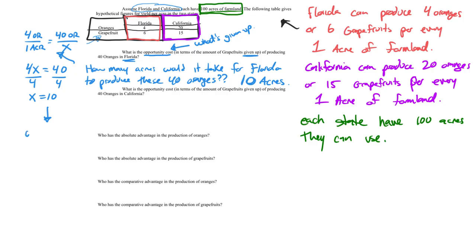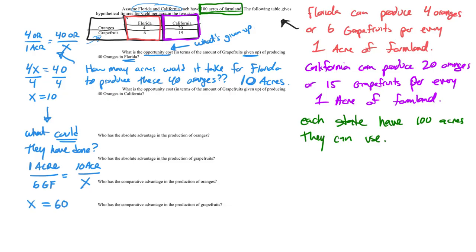We have to answer a question, what could they have done? Right? What could they have done with those 10 acres? Well, for 1 acre, they could have done 6 grapefruits. So in 10 acres, they could have done how many grapefruits? And we do cross multiplication again, and we get 10 equals 60.